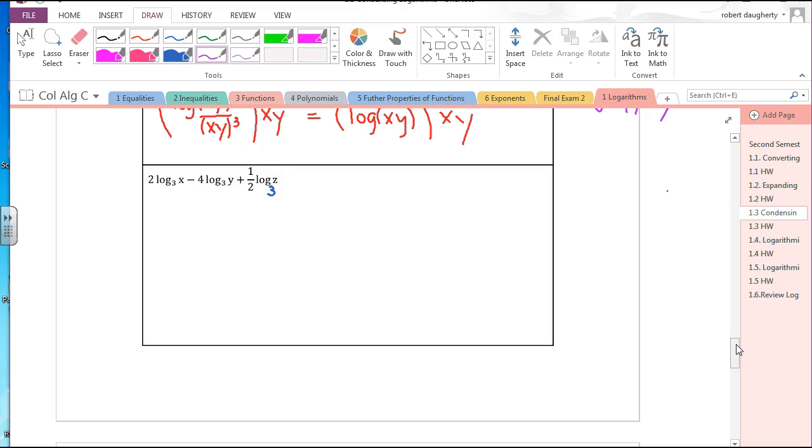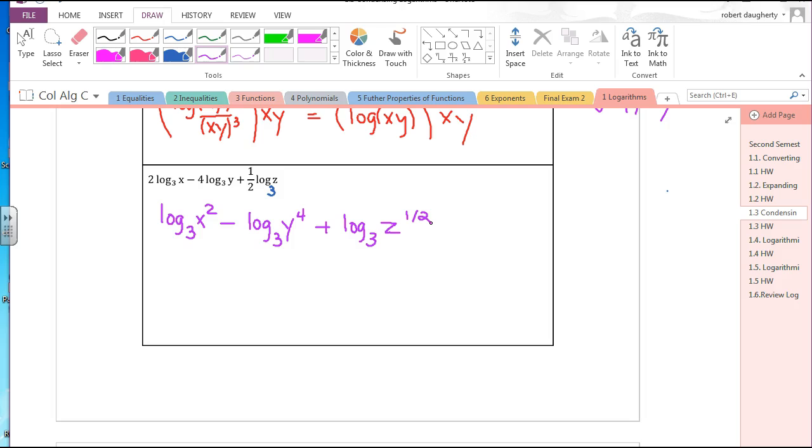Yeah, so first of all, this is going to be the log base 3 of what? Yeah, of x squared minus what? Yeah, log base 3 of y to the 4th plus the log base 3 of what? Z to the 1/2. Okay. Now I have log of something minus log of something plus log of something.